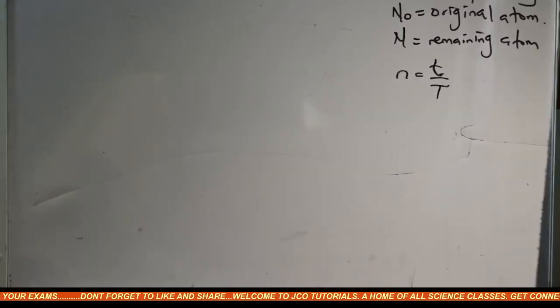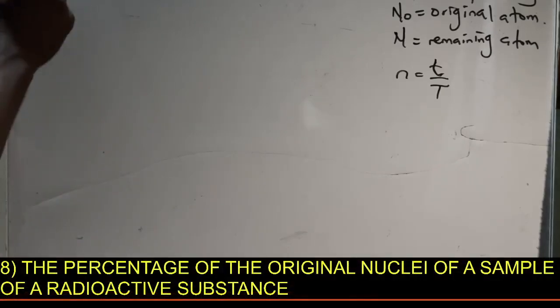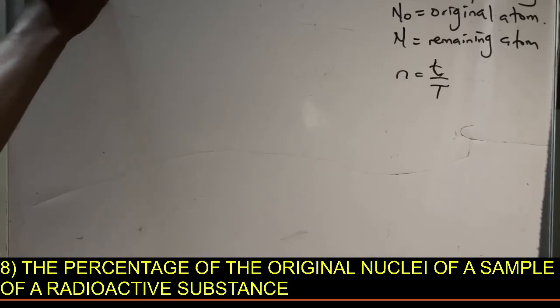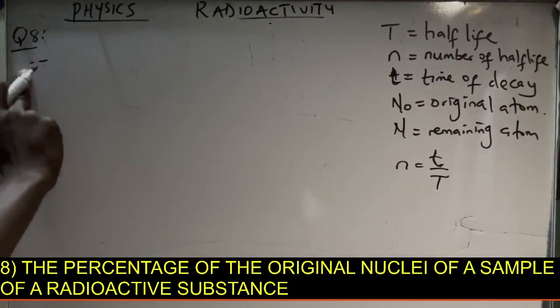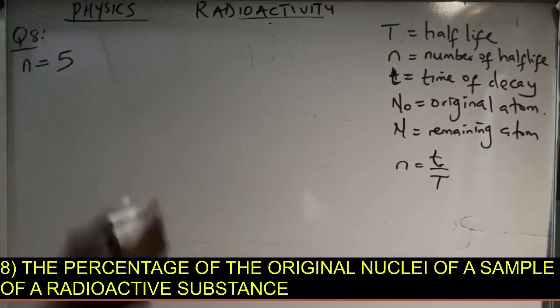Now the next question says, the percentage of the original nuclei of a sample of a radioactive substance left after 5 half-lives is dash. So they simply say after 5 half-lives, what is the percentage that is left? First of all, we need to find the fraction that is left. Then we have original. Half-life is not given, but they're asking us, the number of half-lives is 5.